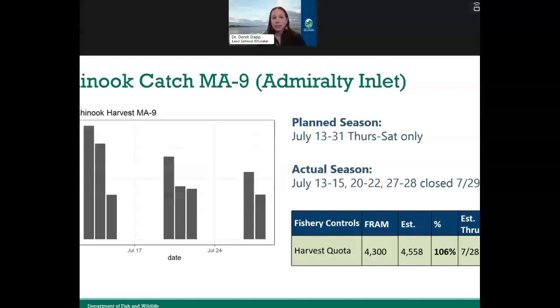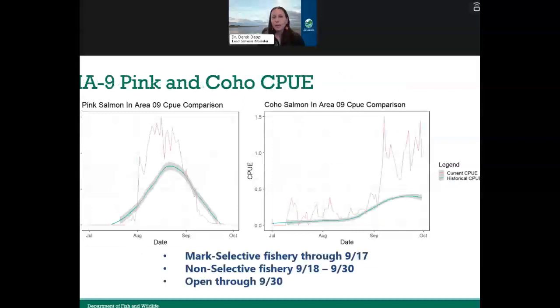So if we move to the next slide, we'll again walk through the pink and coho fisheries in Area 9. Again, the pink fishery, you can see that CPUE on the left-hand side. So you can see above average catch, above average CPUE for that fishery throughout the season. And then for coho, again, you could see this ramped up throughout the season as it went on. And we ended up having pretty much above average CPUE for that entire season as well.